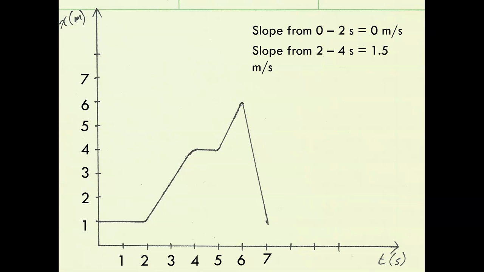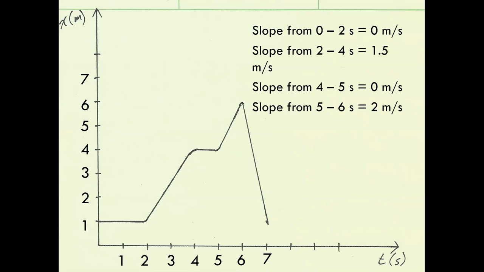What is the slope from 4 to 5 seconds? 0, correct. Straight horizontal line, not changing position. The velocity is 0. What about from 5 to 6 seconds? 2 meters per second. The displacement is 7 meters minus 5 meters, which gives us a displacement of 2 meters per 2 meters.